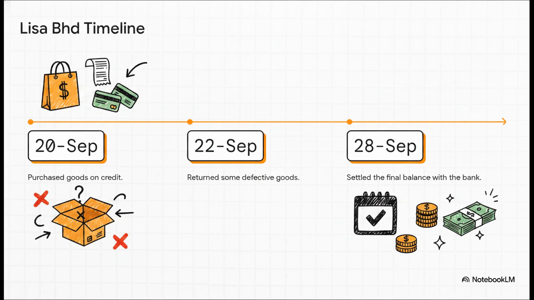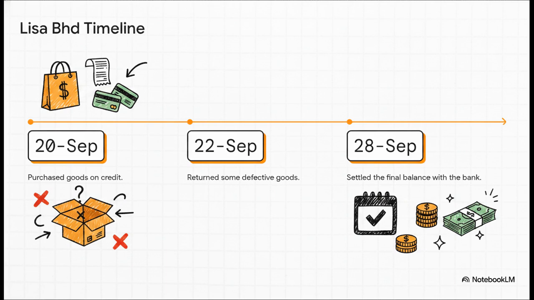Let's dive into Section 4, Journal Entries in Action. We are going to apply all these MFRS rules to a real-world scenario with a company called Lisa BHD, just to see how we actually record these numbers step by step. So we're going to track Lisa BHD over a quick span of 8 days. On September 20th, she makes a purchase. On the 22nd, she realizes some items are defective and returns them. And finally, on September 28th, she settles the bill while taking advantage of an early payment discount.